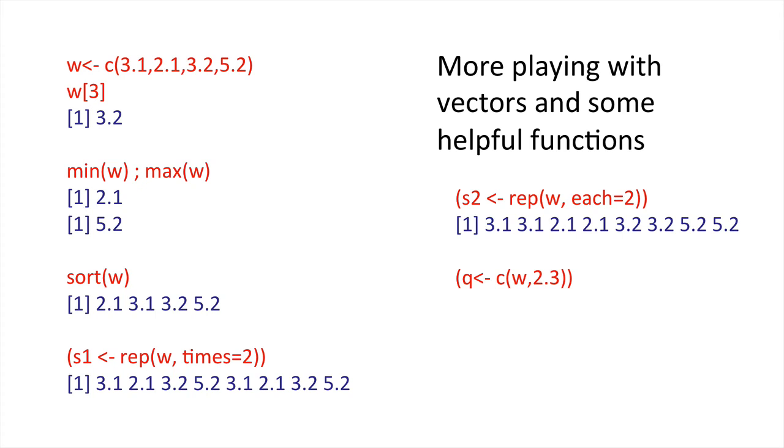Now let's have a look at this, where we're combining one vector with some extra numbers, and here Q is defined as the concatenate between the vector W and 2.3. Then Q is W, and yet it's got 2.3 tacked on at the end. What's the length of Q? Well, it's one up. It's gone up to 5 elements now.